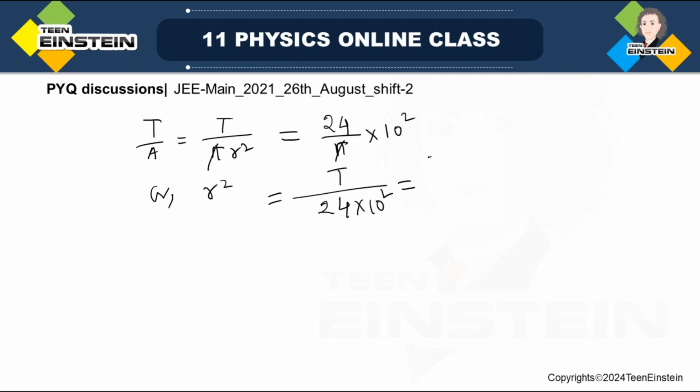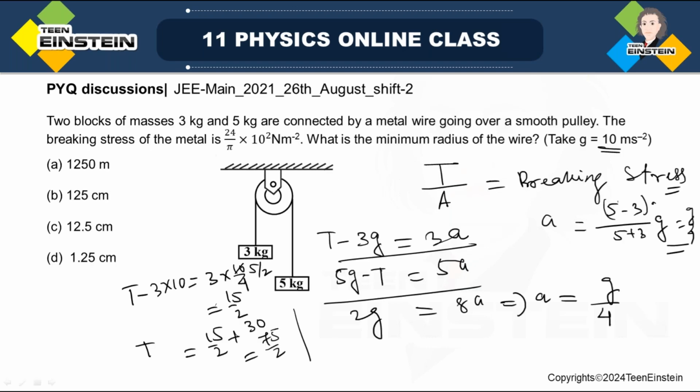So what is this t? T we know is 75 by 2. Let me write down here. The calculation is getting a little tricky, so let me just see what are the options given.